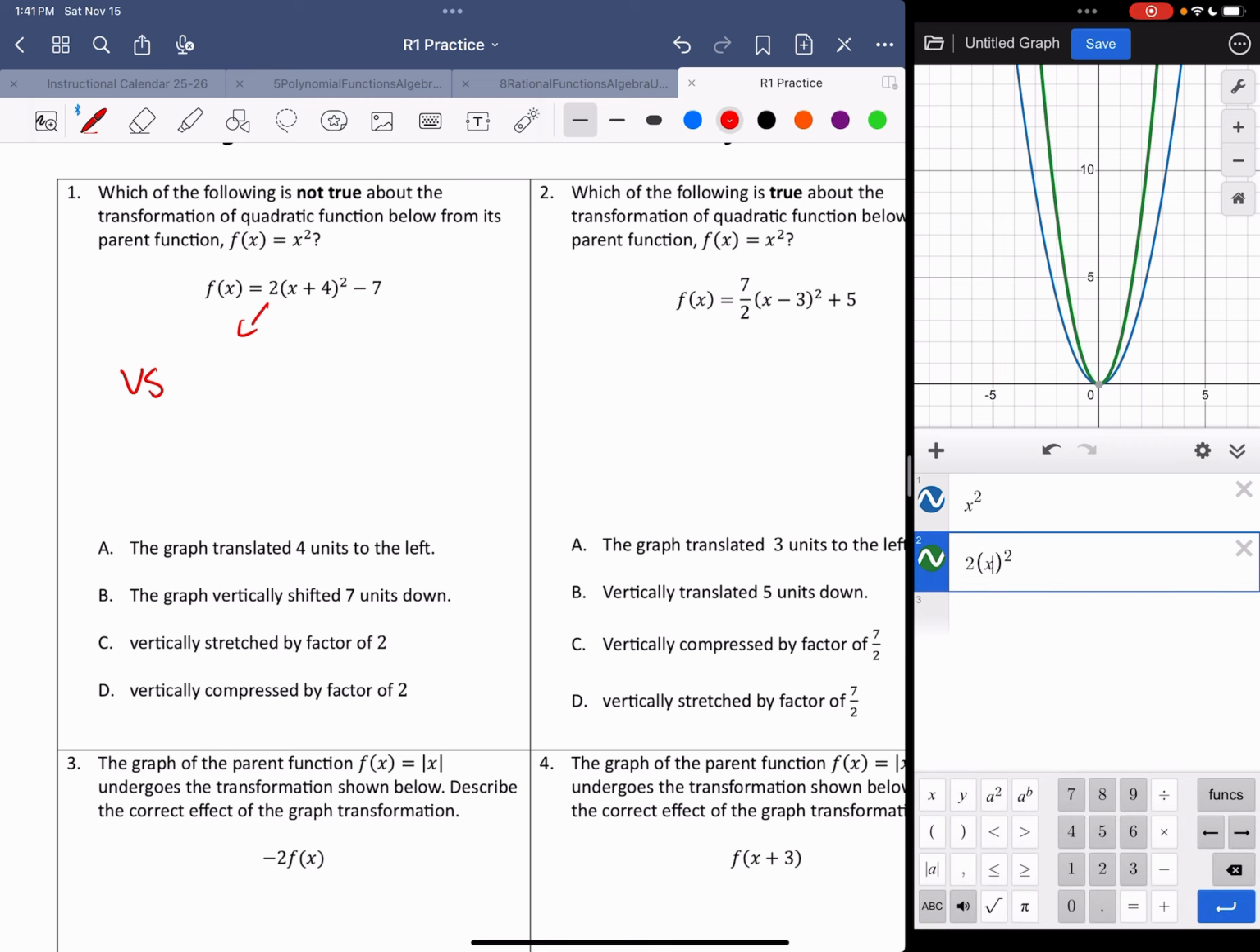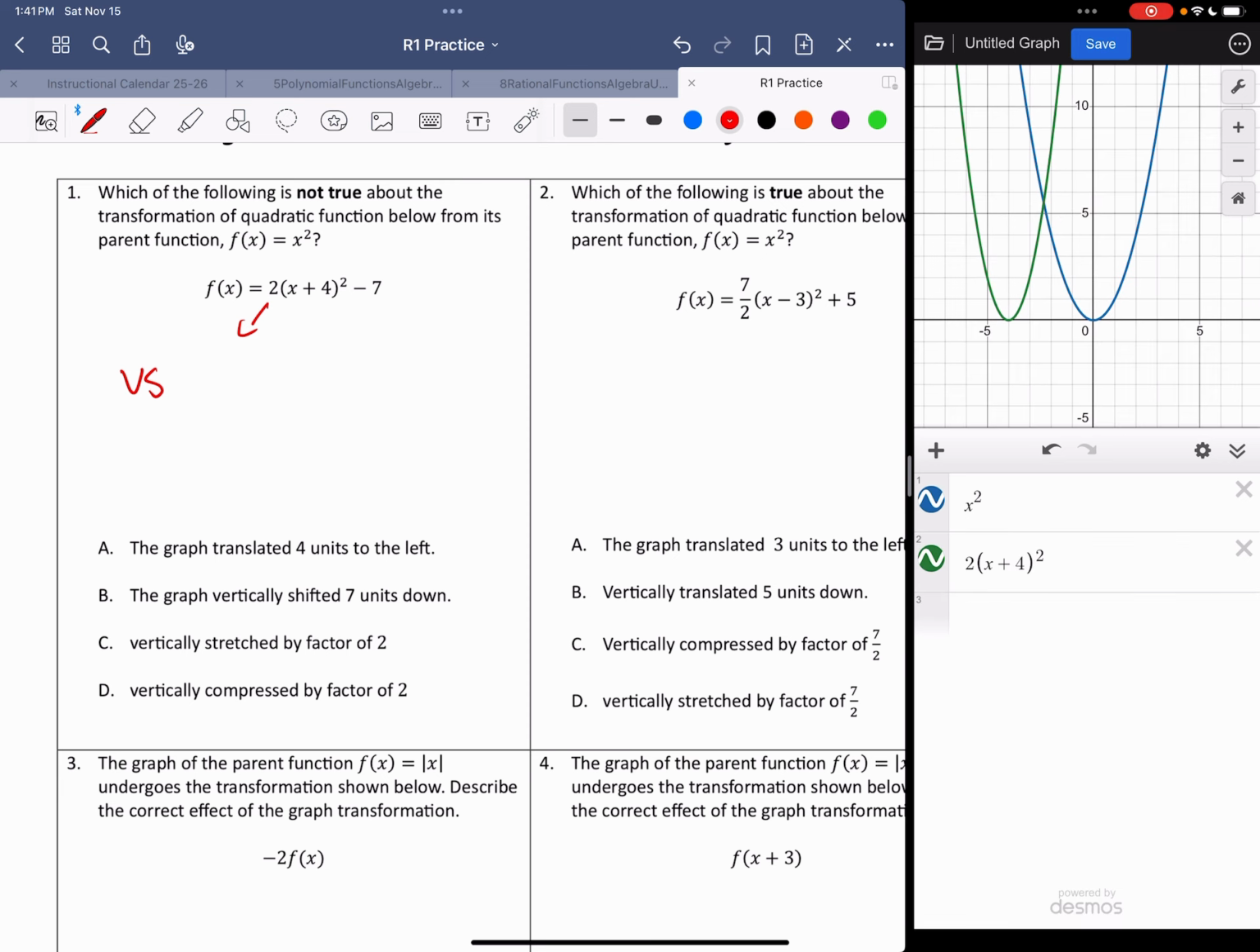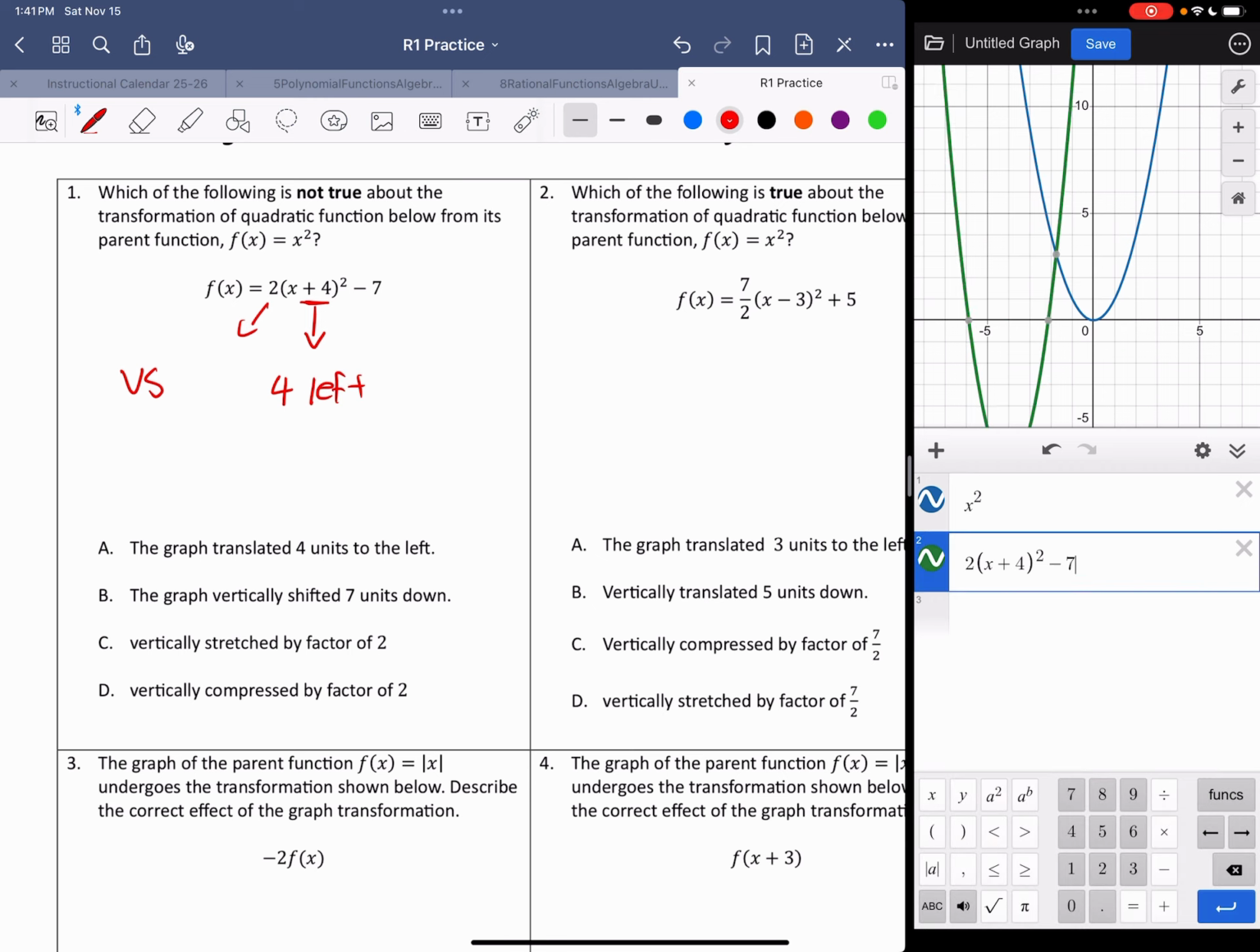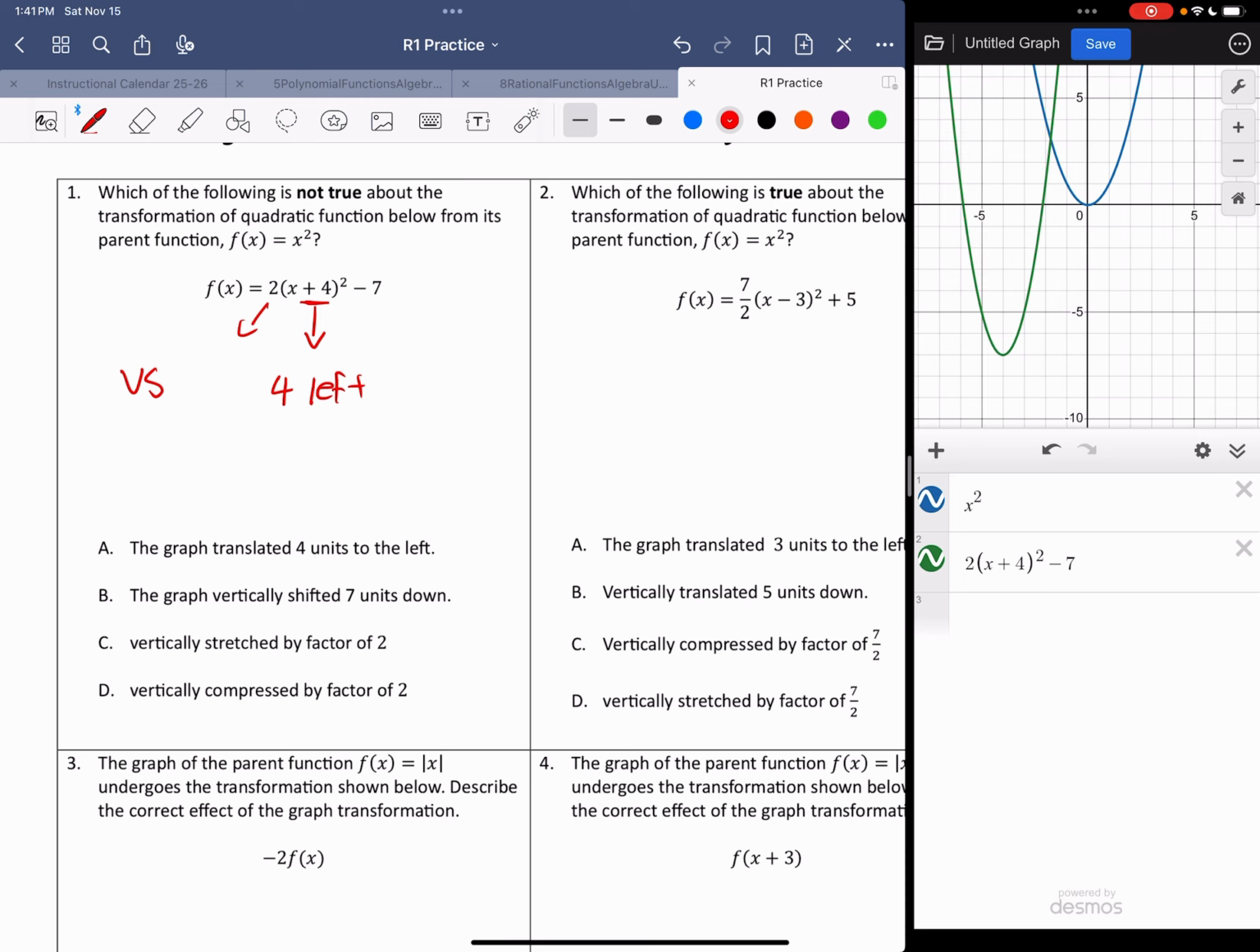And if you do plus 4, it's not moving to the right. It's moving to the left by 4 units because horizontal shift works in the opposite direction. So you move it 4 to the left. And if you do minus 7, as you can see, it moves 7 units down. So this one is 7 units down.